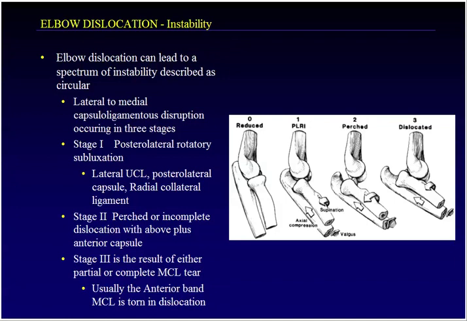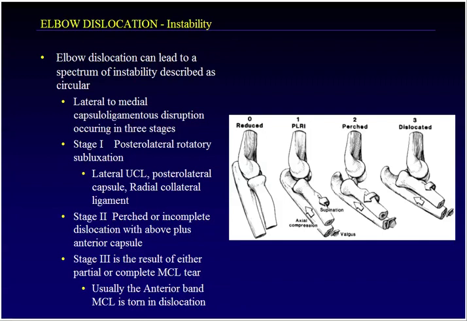Now, elbow dislocation can lead to a spectrum of instability, which is diagrammatically represented here from stage 1 to 3. Stage 1 is the posterolateral rotatory subluxation. Stage 2 is where you have perched or incomplete dislocation with damage to the anterior capsule. And stage 3 is the end result of this type of syndrome, where you have either a partial or complete tear of the medial collateral ligament, and it's the anterior band of the MCL again, which is the primary medial stabilizer of the elbow.